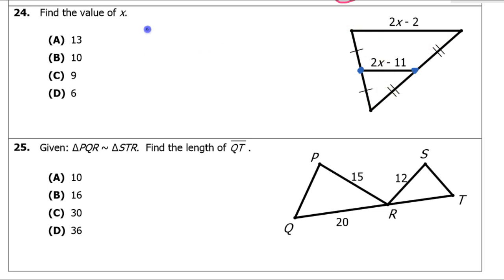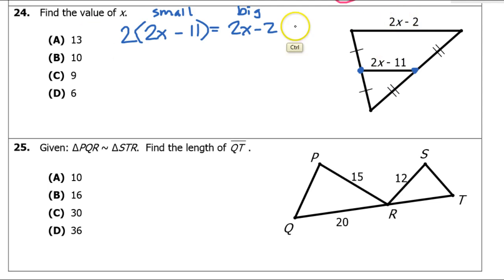So imagine that I made a little equation. 2x minus 11 is equal to 2x minus 2. All right, will this be true? No, these are not equal. This one is small, and this one is big. So to fix this, you would have to double the small one so that it would equal the big one. 2 times the little one equals the big one. So now I have a valid equation.